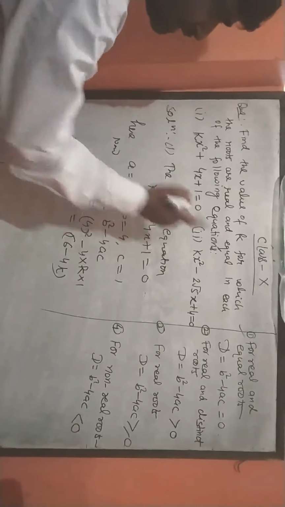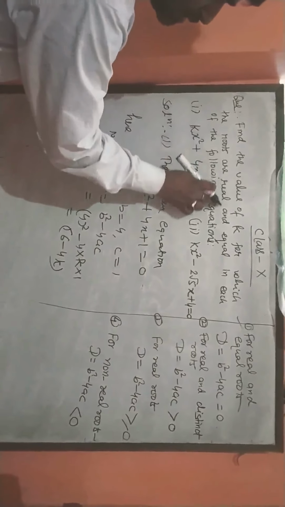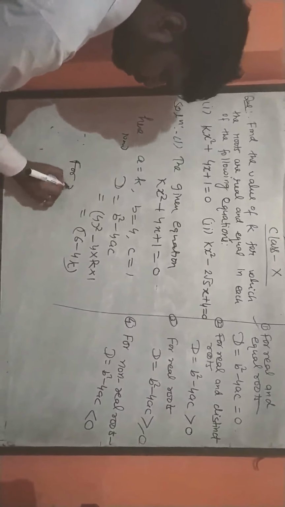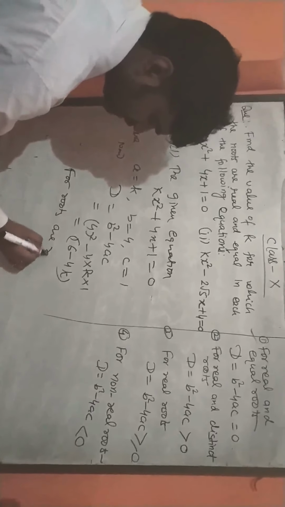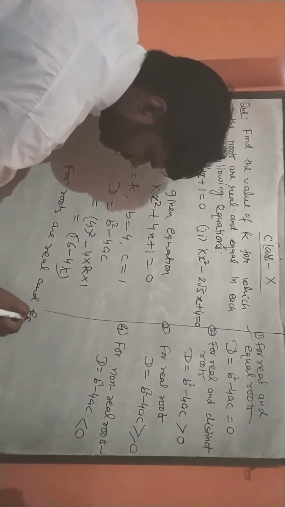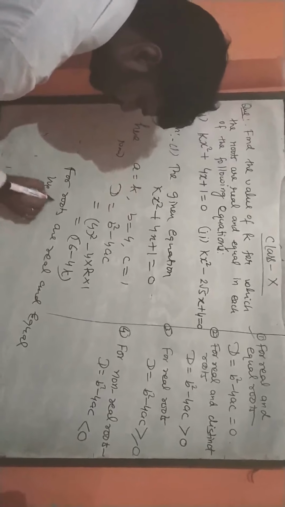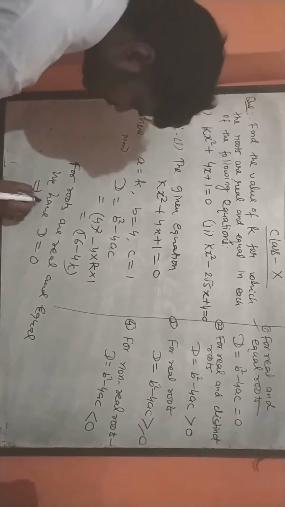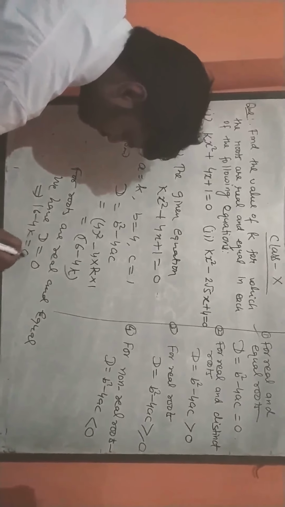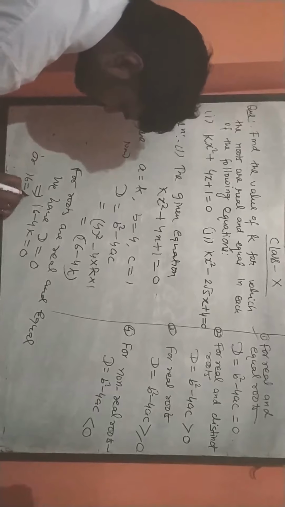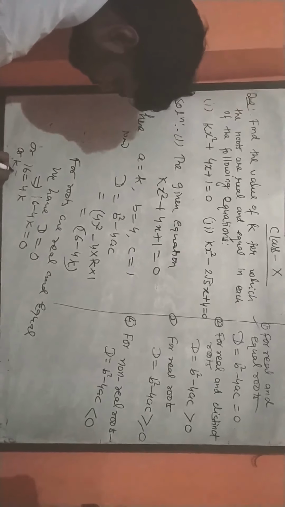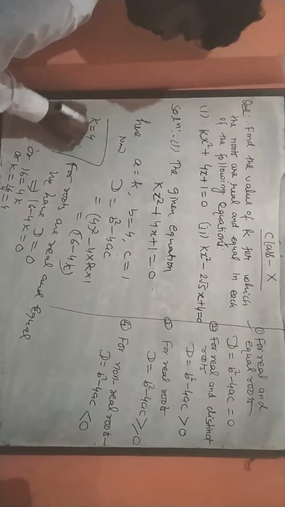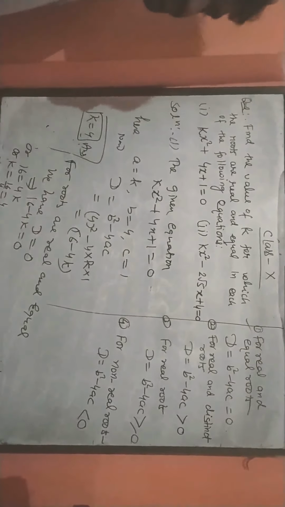Since we have to find the value of k for which the roots are real and equal, we have D equal to 0. This implies that 16 minus 4k is equal to 0, or 16 is equal to 4k, or k is equal to 16 upon 4, which gives 4. So we can say that the value of k is 4. This is our required solution.